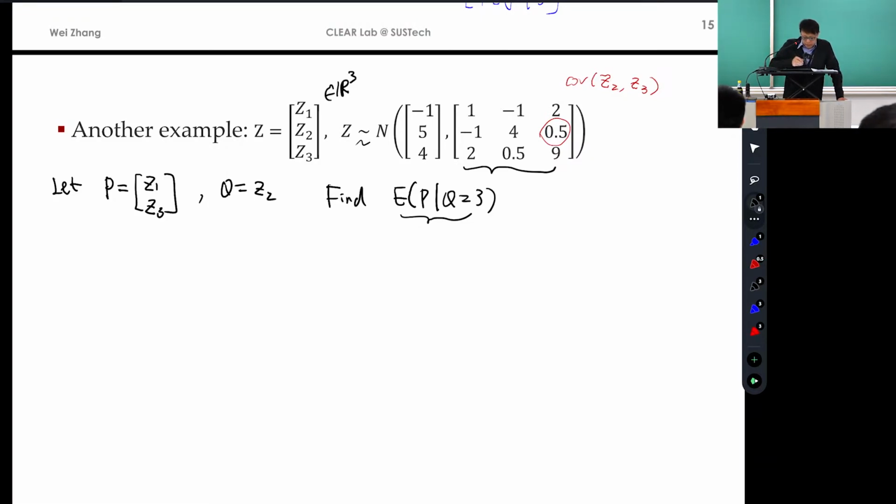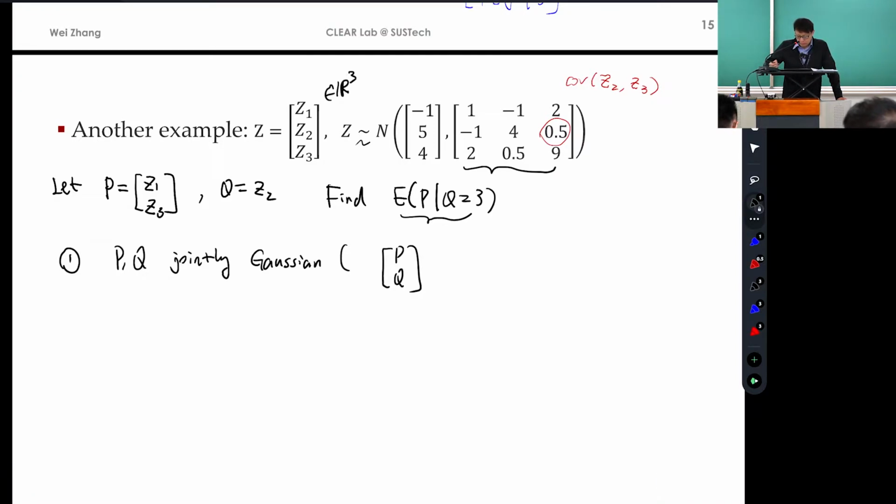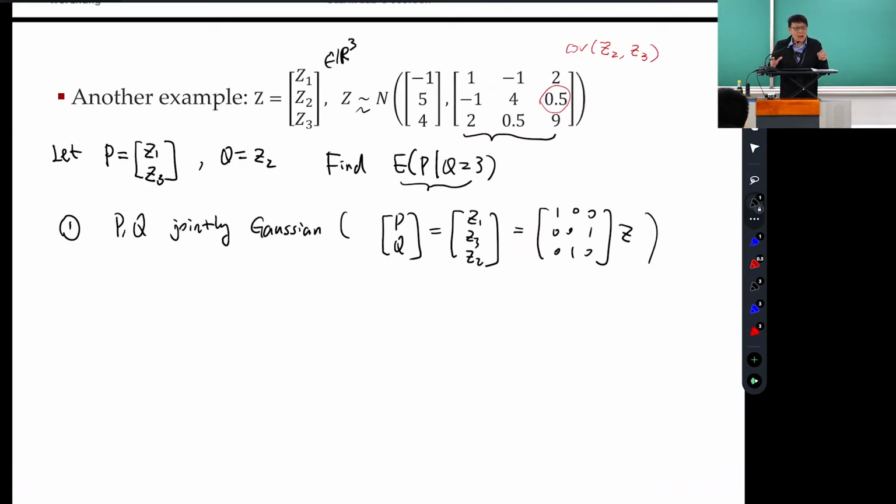First of all, are P, Q jointly Gaussian? Why? Joint Gaussian means if I put P, Q together, that will be a Gaussian. Is this Gaussian, Z1, Z3, Z2? Why? It's a linear transformation of Z, right? No matter how I arrange the coordinates, it will be Gaussian. So that will be the matrix 1, 0, 0, 0, 0, 1, 0, 1, 0 times Z. That's a Gaussian. Are we with me? If we're in the Gaussian world, everything is simple, because a conditional Gaussian is Gaussian.